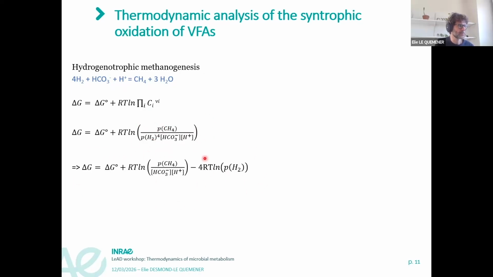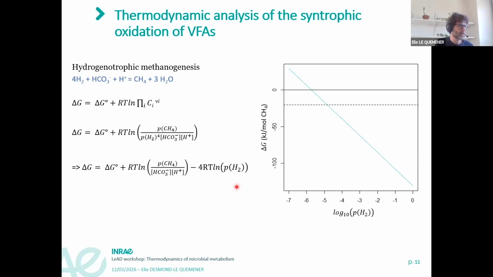And what is interesting is to single out the partial pressure of hydrogen, because you see that the calculation of delta G is very sensitive to this partial pressure of hydrogen, because you have 4 hydrogen for 1 methane. And then you can plot how delta G changes with the partial pressure of hydrogen. And you see that depending on the partial pressure, there are some partial pressures for which the reaction is possible, because delta G is below 0, so you have the 0 here.